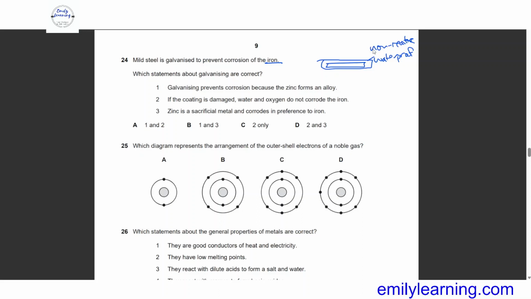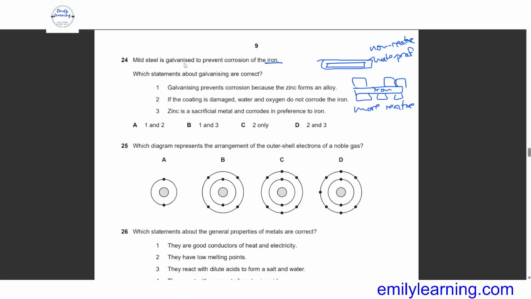Examples of this method include coating it with a less reactive metal such as tin, painting it, and so on. Another method is sacrificial protection. You have iron and you put a more reactive metal such as magnesium or zinc on it. Because they are more reactive, when water and oxygen come close, they will react instead of iron. Because they react, they protect the iron from reacting, so iron doesn't rust. This is called sacrificial protection.